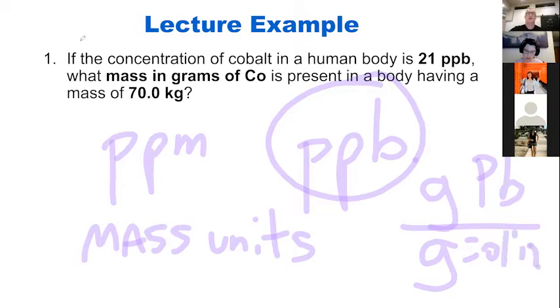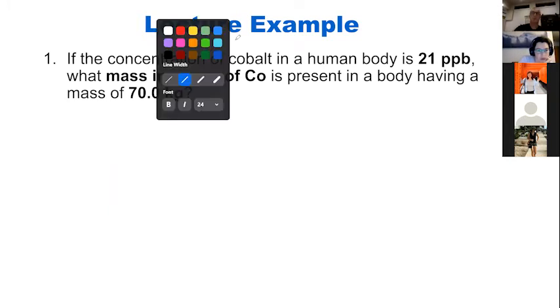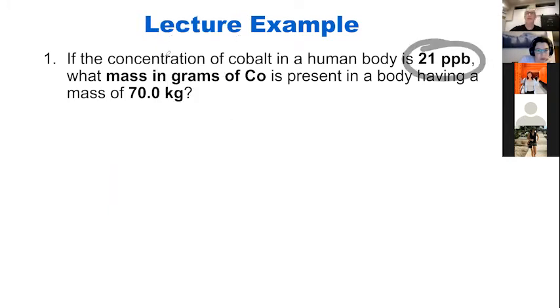So here's an example here. Cobalt is actually something you require some small amount of in your diet, but as you can see, not a hell of a lot. The concentration of cobalt in your body is 21 parts per billion. What mass in grams of cobalt is present in a body having a mass of 70 kilograms? So where would we start with that particular example?